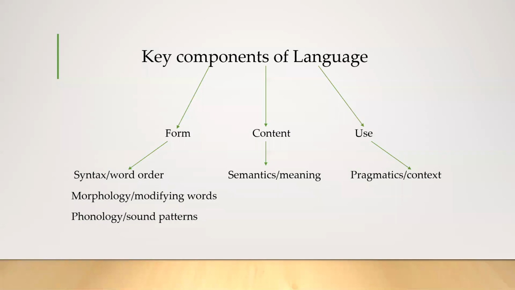Coming to the key components, language has form, content, and use, which is further subdivided into syntax, morphology, phonology, semantics, and pragmatics. So syntax is how words are distributed in a sentence. Morphology refers to the grammatical use, phonology, the sound pattern, semantics to the meaning, and pragmatics to the context.